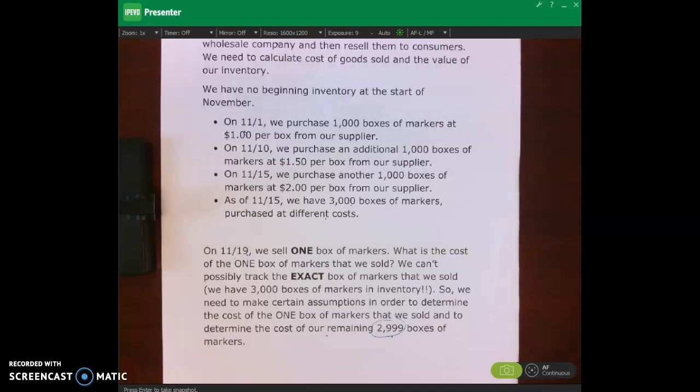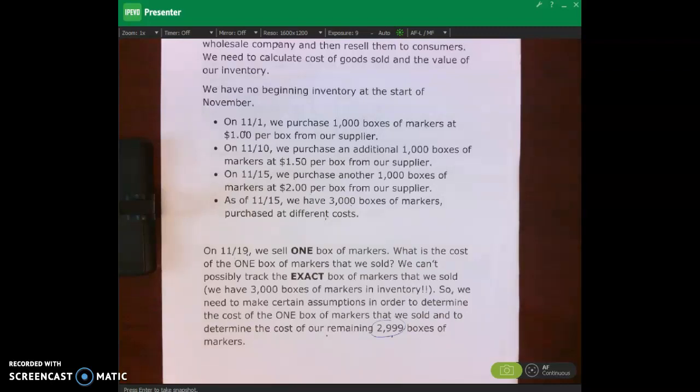The barcode, when you go up and get it scanned at the cashier, doesn't say this box of markers was purchased from the supplier for $1.50 or $2 or $1. It doesn't say that. It says it's a box of markers. Okay? So how can we figure out what our cost of goods sold is?